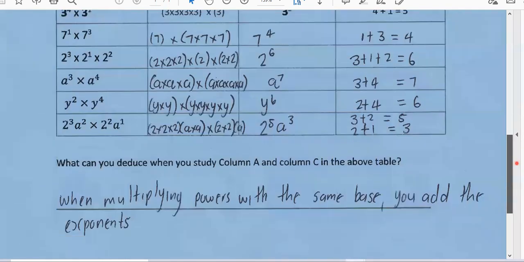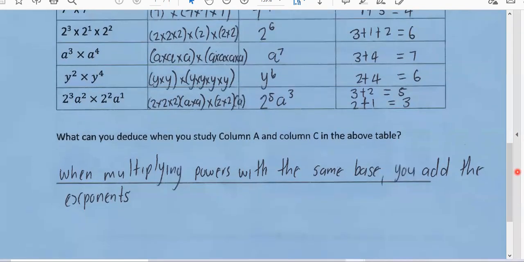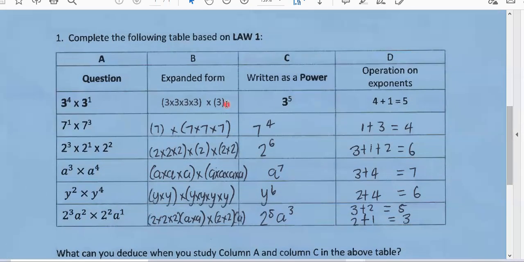So when they ask what can you deduce when you study column A and column C in the above table, our answer should be: when you're multiplying powers with the same base, you add the exponents. Again, let's quickly refer to column A and column C. I have my power. If we remember, we said a power is made up of a base and an exponent. So you are multiplying powers with the same bases, so you write down the base and you add the exponents. The base is 3, then the exponent is 4 plus 1 to give you an answer of 3 to the power of 5.